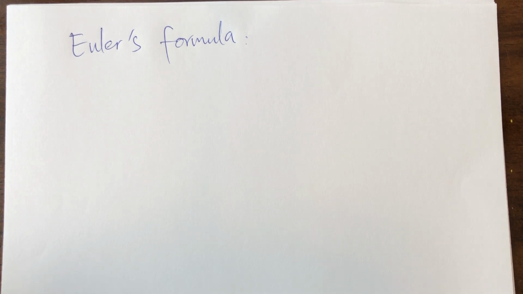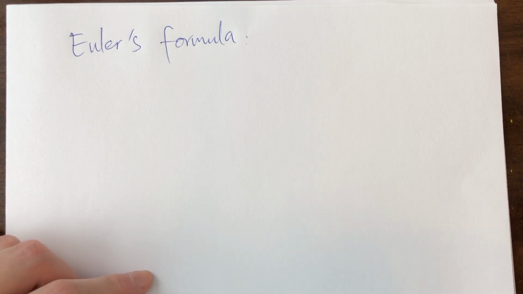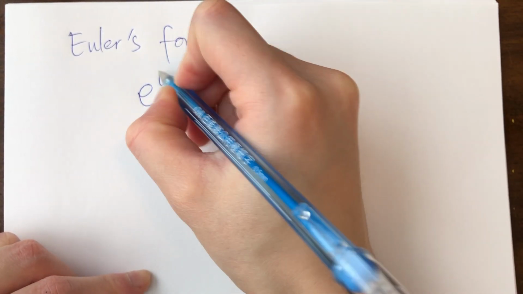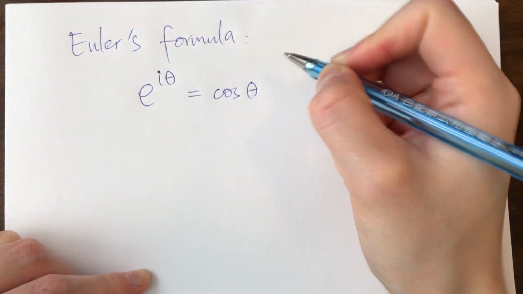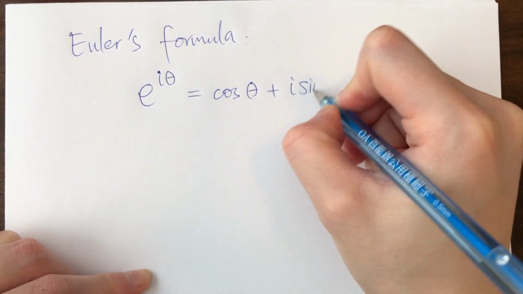Okay, in this video we're going to talk about Euler's formula. So the formula looks something like this: e to the i theta equals cosine theta plus i sine theta.